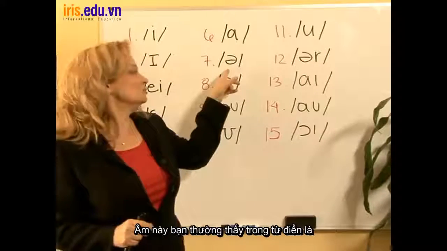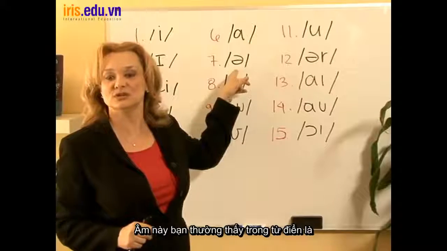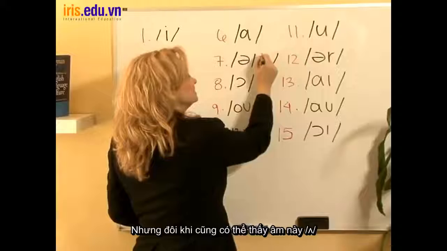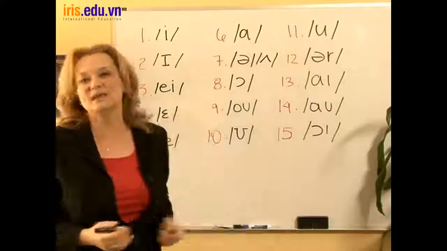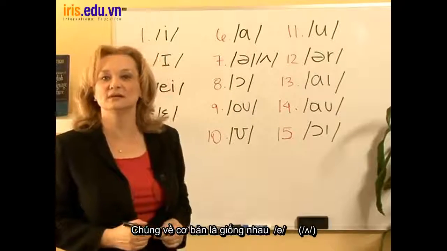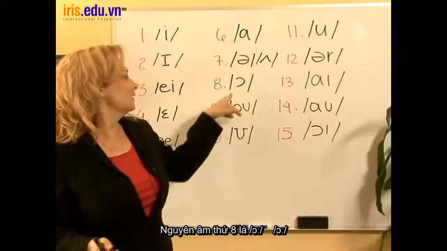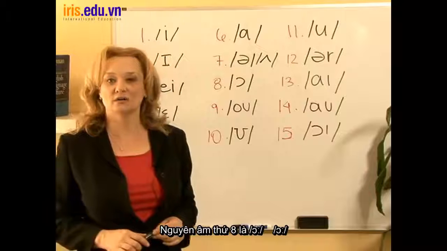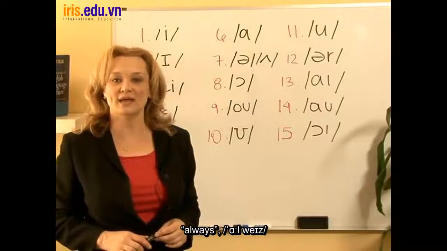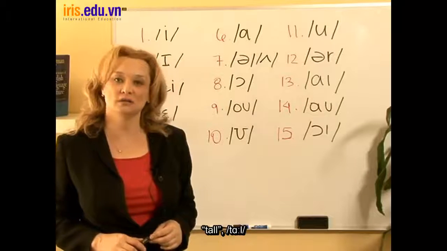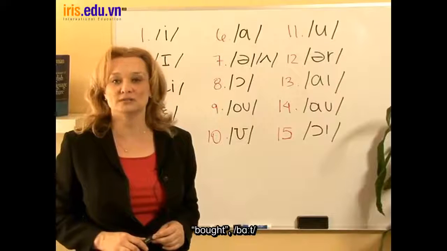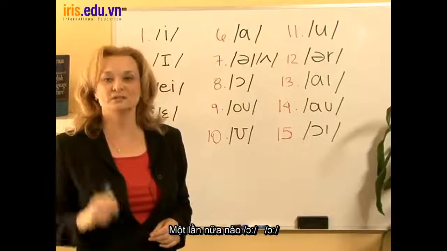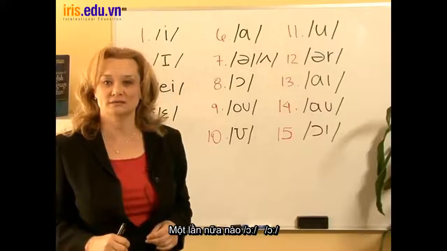This sound is usually written like this in your dictionary, but sometimes you might also see this symbol. They're basically the same sound. Okay? Vowel number 8. Aw. Always. Tall. Bought. Thought. One more time. Aw.